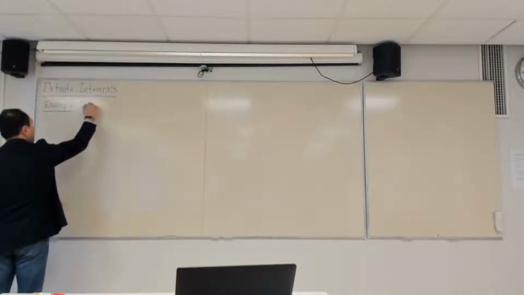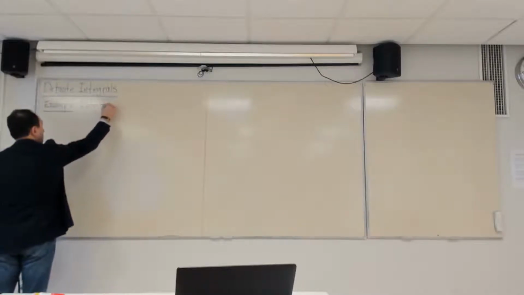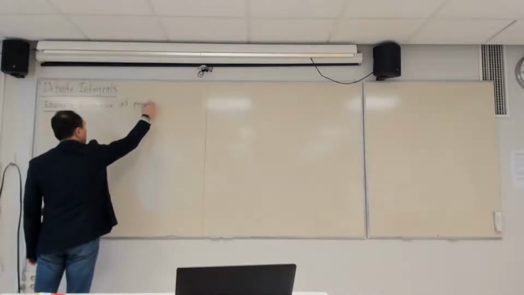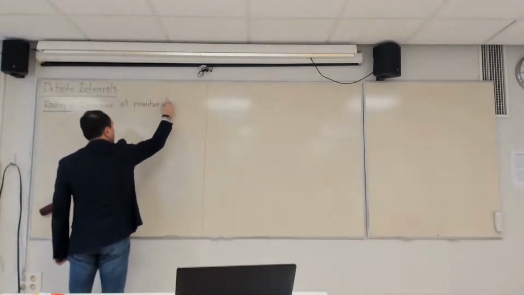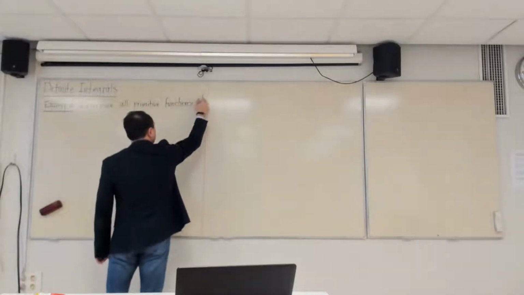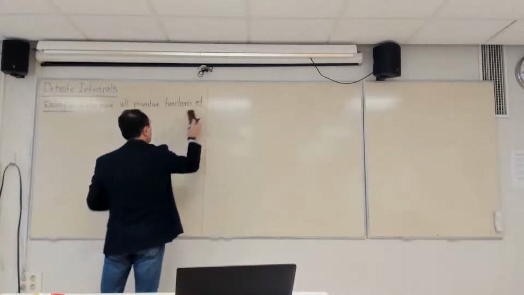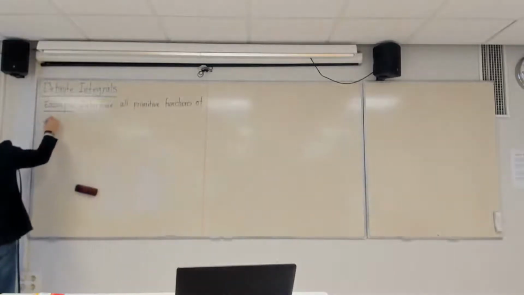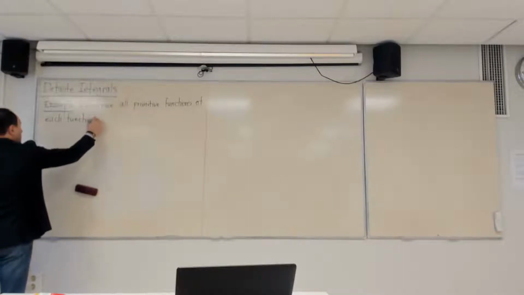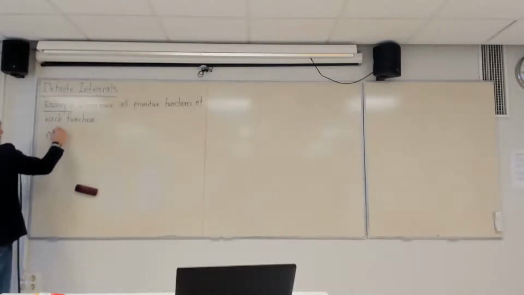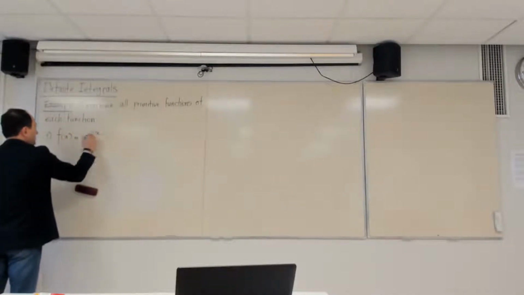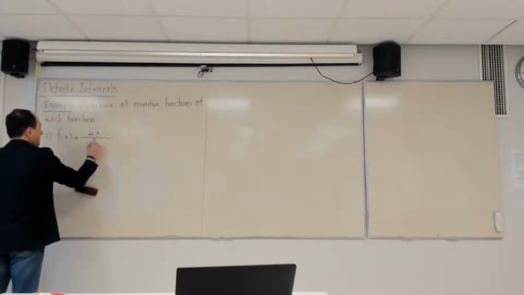Determine all primitive functions of the following function. All the primitive functions of each item, of each function. So number one, f of x is equal to 2x divided by x squared plus 1.